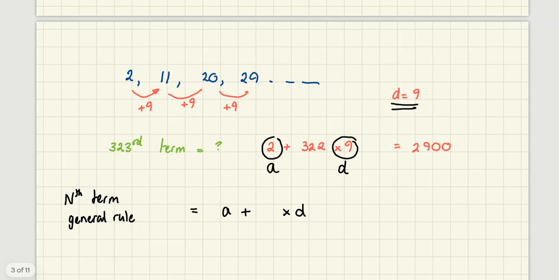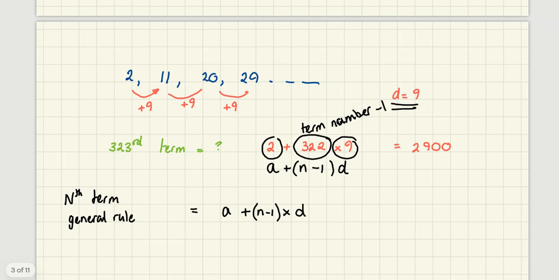So this is the important bit here. How did I get that number? Oh, you minus 1, you took away 1. So it was the term number minus 1. So we're going to use a letter for term number. Any ideas? N. N stands for the term number. So we're going to have N minus 1 times D.